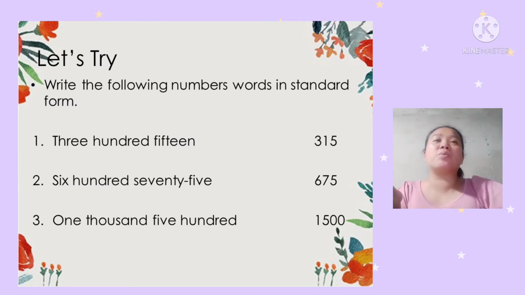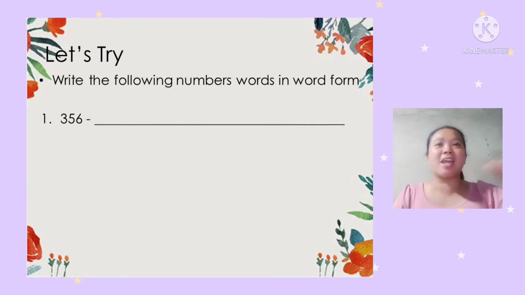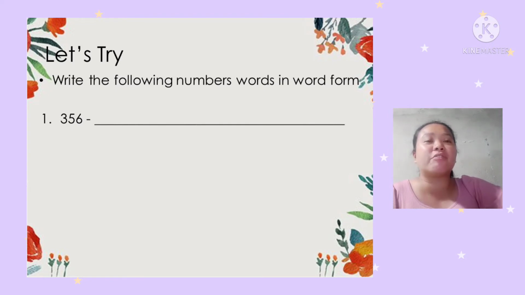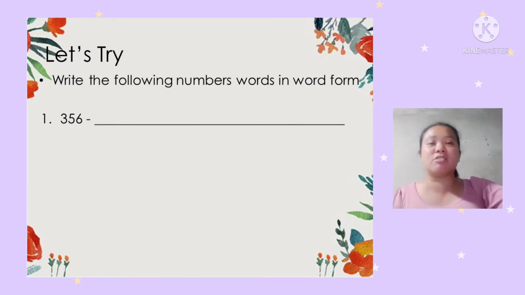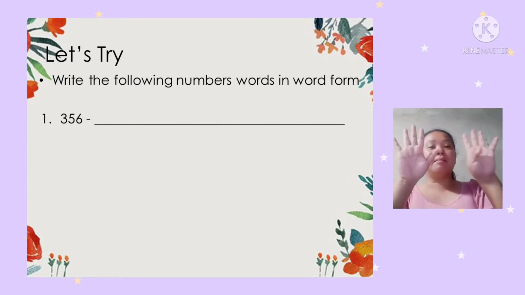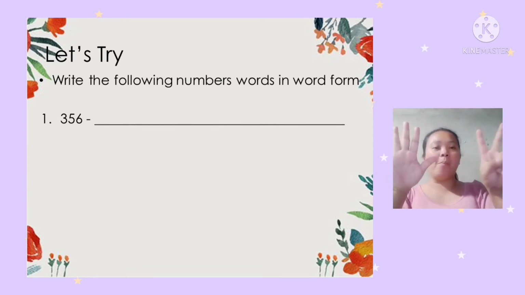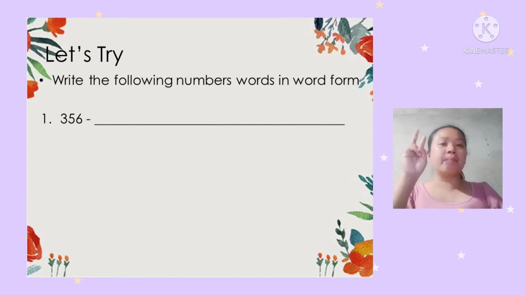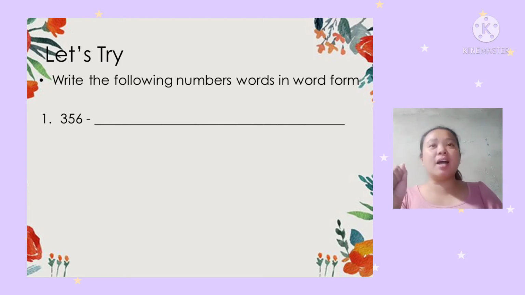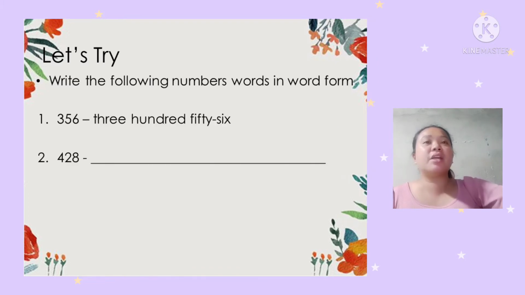Now, this is how to write the standard form. Let's go to our word form. So we have here 356. Please write it in words. Teacher Bell will count 1 to 10. Ready? Go. Time's up. If you are not yet done, you can pause the video. So the answer is three hundred fifty-six. So, got it correct?